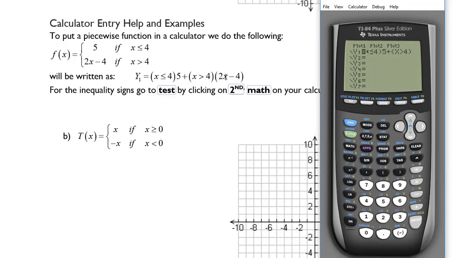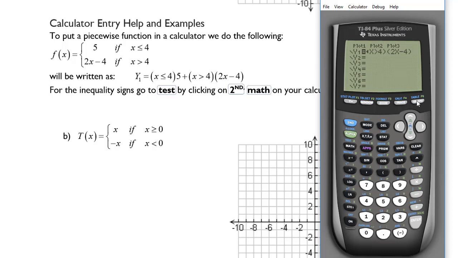This only occurs if you have something other than a number. Notice we didn't have to do that with 5. You could have, and it wouldn't have changed anything on most calculators. 2x minus 4, close parenthesis.